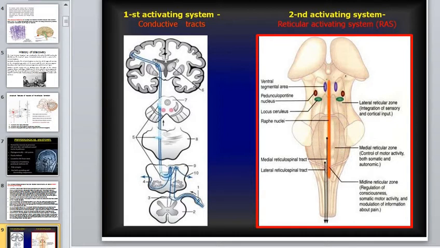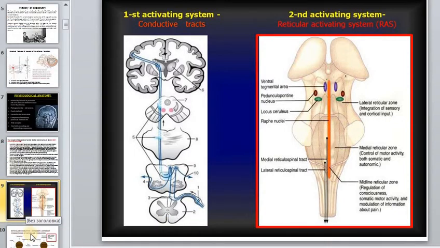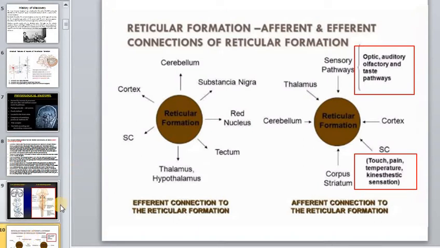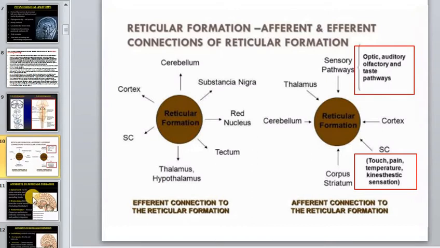Also, signal transmission is slower due to the large number of synapses. This system transmits afferent signals to the brain, and you see this part of the reticular formation inside the brain. We have a lot of different signals from the cortex, the cerebellum and the thalamus, and all these signals can move into the nuclei of the reticular formation. Do you see the optic, auditory, olfactory and taste pathways, and even touch from the skin of the face and all of the head?